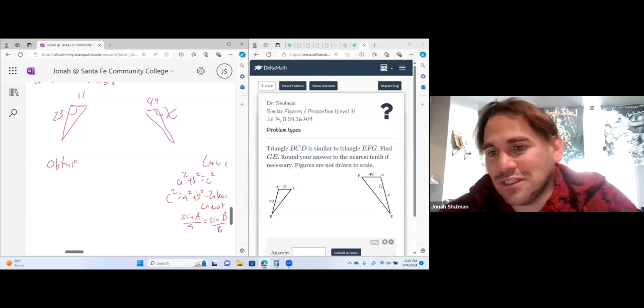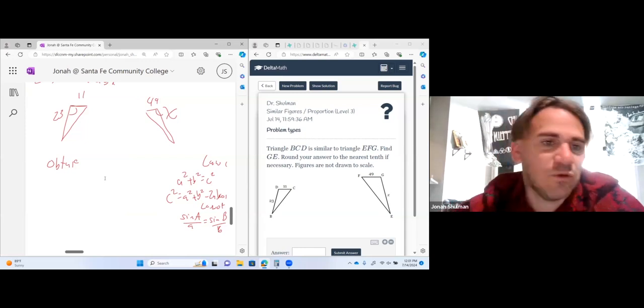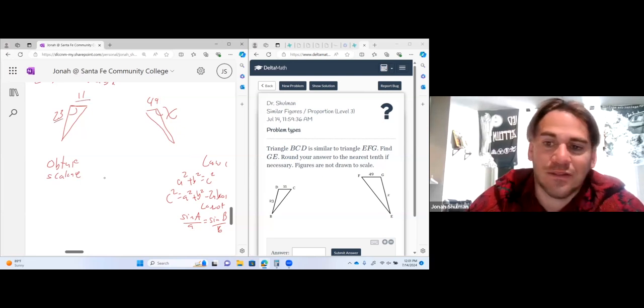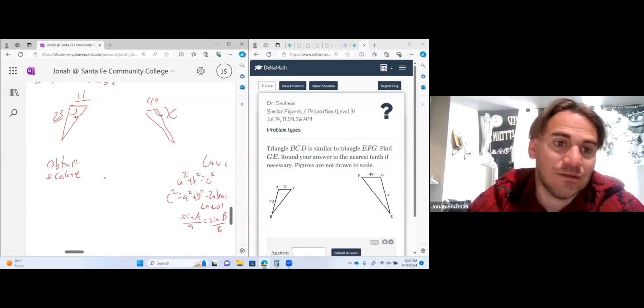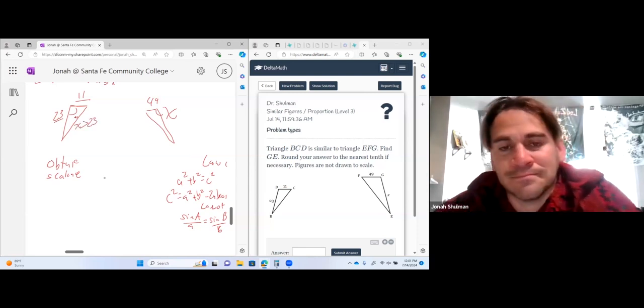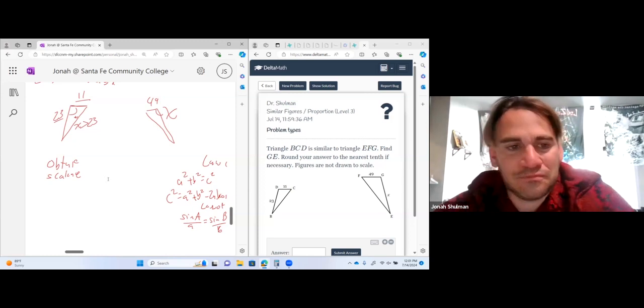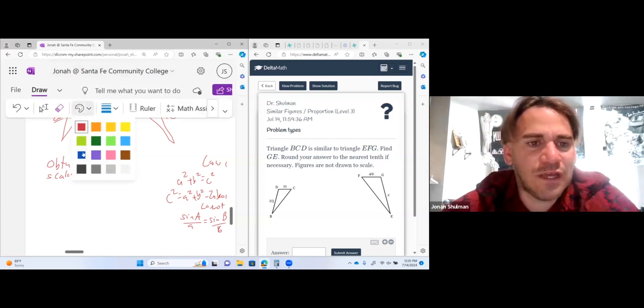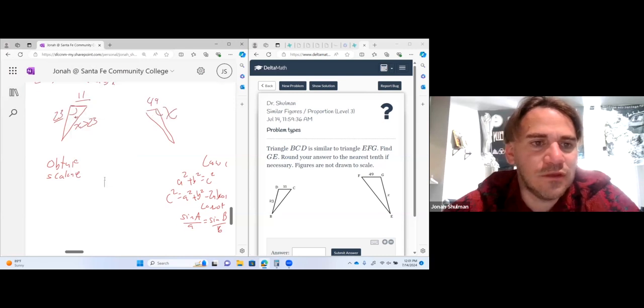But guess what? We just need a side. This is obtuse, and why is it scalene? Because none of them are equal. This guy is not equal to this guy, and this one is opposite the biggest angle. So this has to be bigger than 23, whatever this side is. Just so you know. All right, so let's do this one. I'll just do the fast way because we've already done two of them.